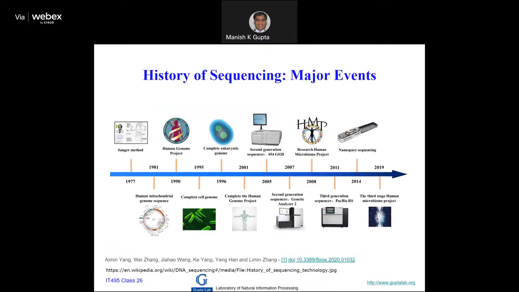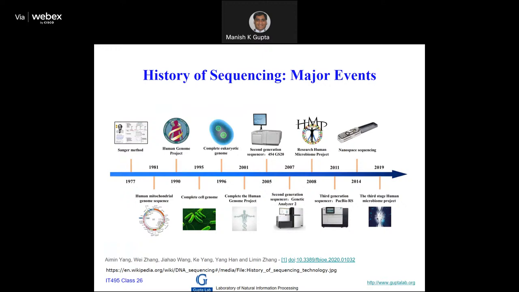So in summary, what are the major events? 1977, the Sanger method; mitochondrial genomic sequence in 1981; human genome project started in the 90s; complete cell genome in 1995; complete eukaryotic genome in 1996; human genome completed in 2001; second generation sequencer 454 GS20 in 2005; second generation sequencer Genome Analyzer II in 2007; then the human microbiome project started in 2008, and different stages are there. Third generation sequencer PacBio, that company is making PacBio RS.